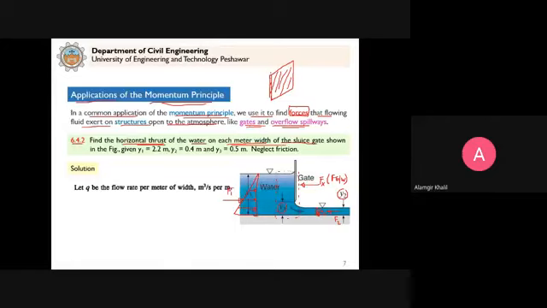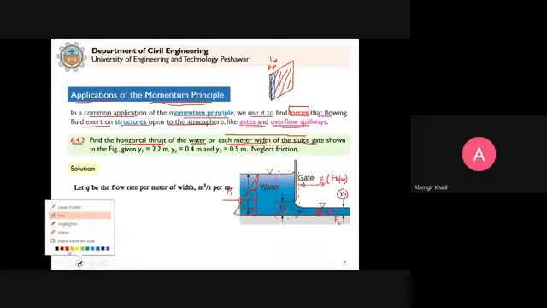Now it says that you just consider unit width, 1 meter width of this gate. This is the unit width of this gate. This is what it says, each meter width of the sluice gate. On this 1 meter width of the gate, how much force is acting, that you calculate. So on this 1 meter, what is the force acting, that we need to calculate.